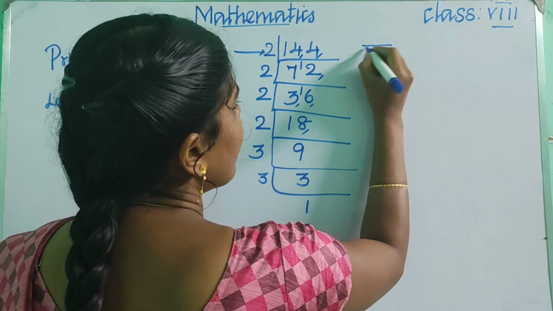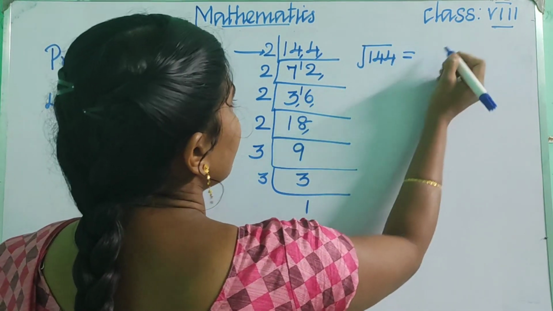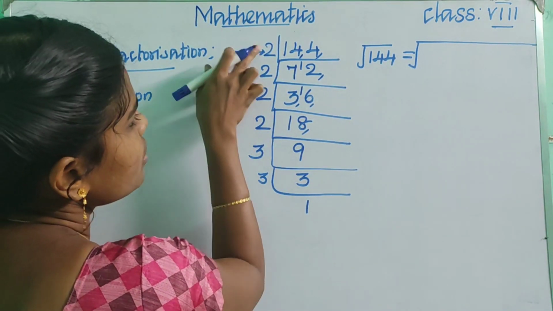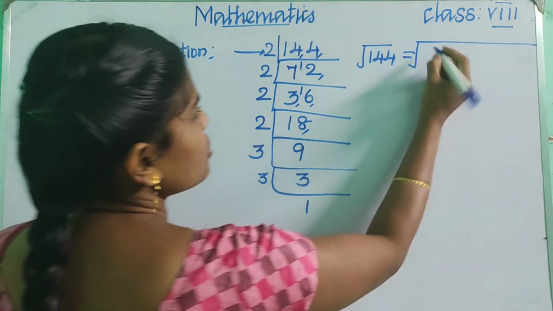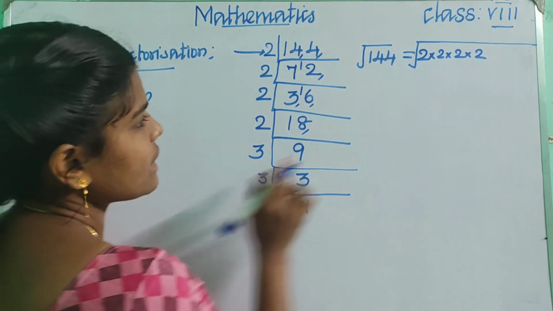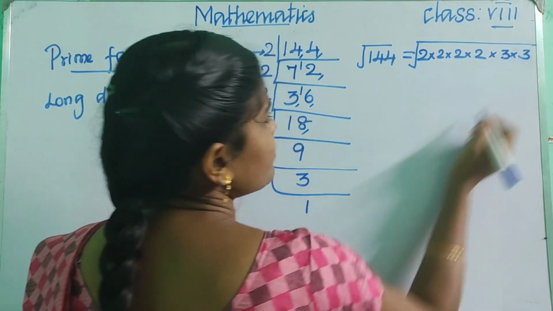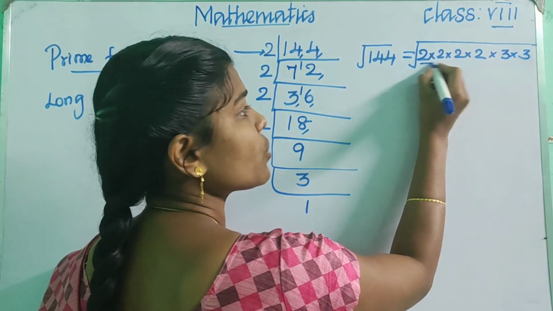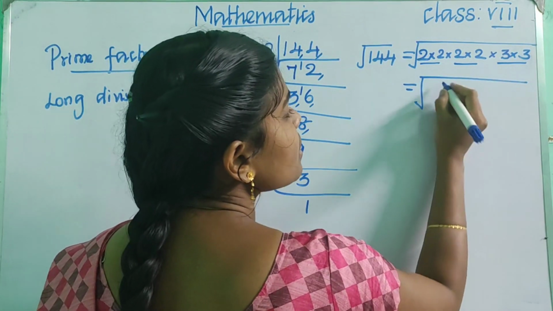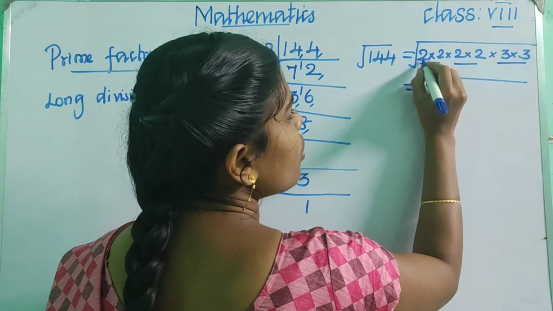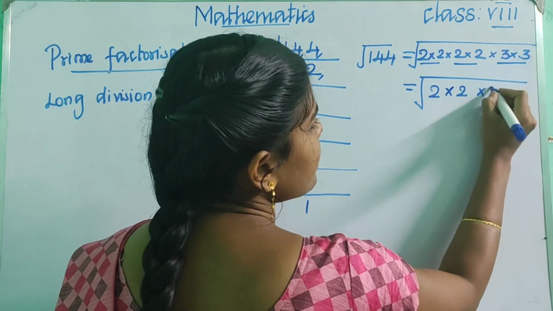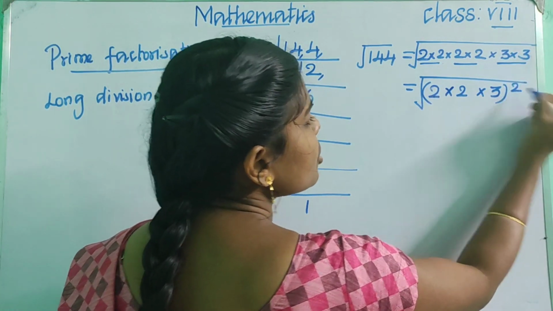So how will you write the square root? Root of 144 equals root of, we need to write all the primes. First of all, we have 2 3 4, 4 times 2, so 2 into 2 into 2 into 2, and at the last 2 times 3, so 3 into 3. Now we need to pair this: 2 into 2, 2 into 2, and 3 into 3. Now let us write it by putting powers. For these two 2s we need to put 1, so 2 into 2 becomes 2 to the power 1, and for 3 into 3 we put it once.